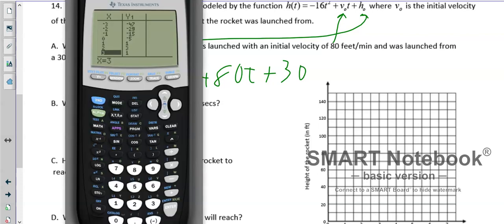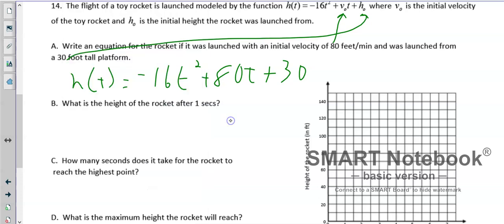We go to our calculator and put that in. Clear it out. -16x squared plus 80x plus 30. And we graph it, see what it's going to look like. Hard to see there. So we go to our table. And it says, where would it be in 1 second? It says right there, 94 feet.